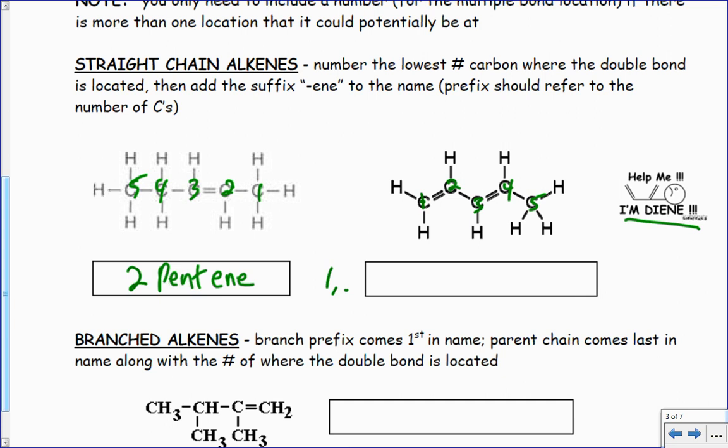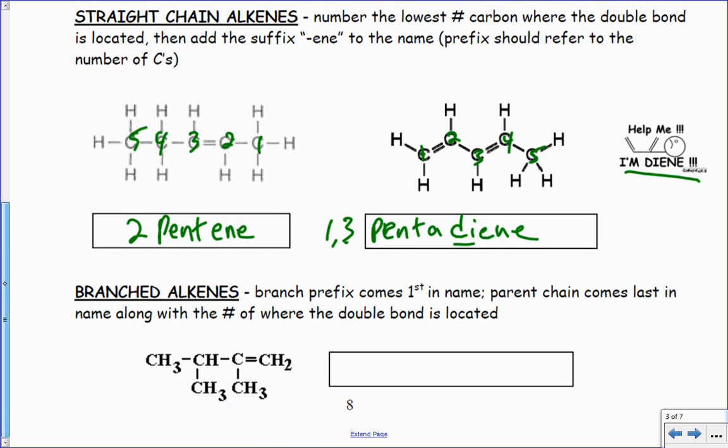So let me just redo that. 1,3-pentadiene. Di means 2 double bonds. I don't want to do a dipenta because then it makes it like I have 2 5-carbon chains.